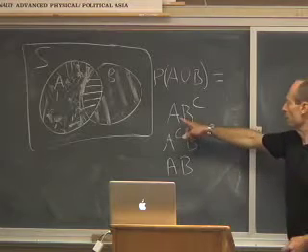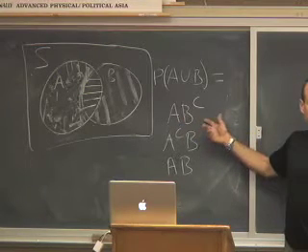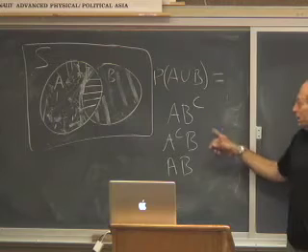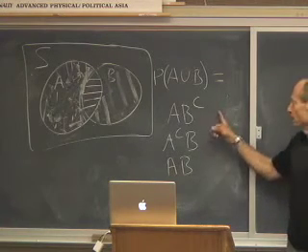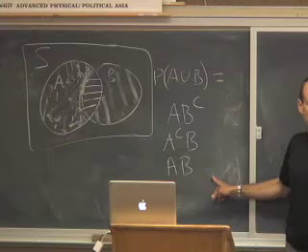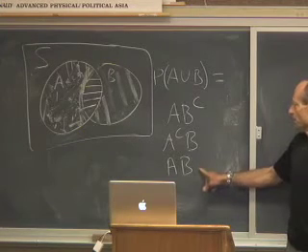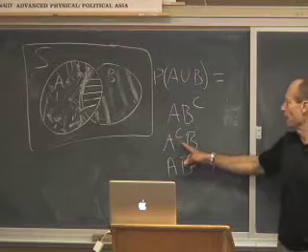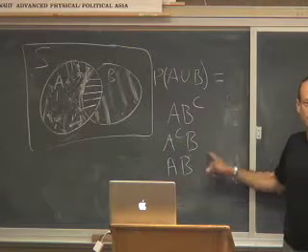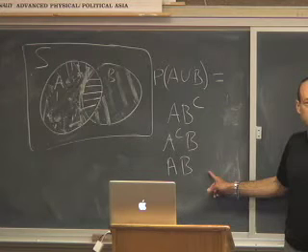Yeah, okay. Suppose I'm in AB complement. Then I'm not in B. To be in either of these, I have to be in B. So if I'm in this, I'm not in either of those. Suppose I'm in this one. If I'm in this one, I'm not in A. If I'm not in A, I can't be in that or that because those require me to be in A. Right?